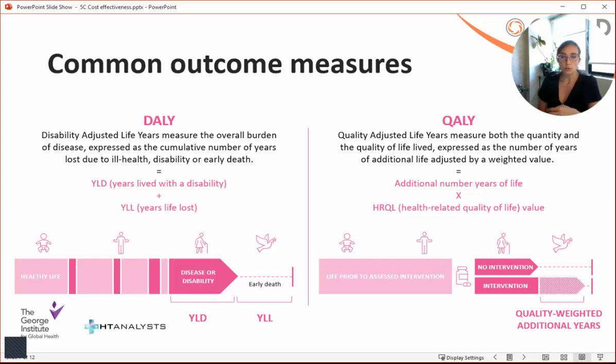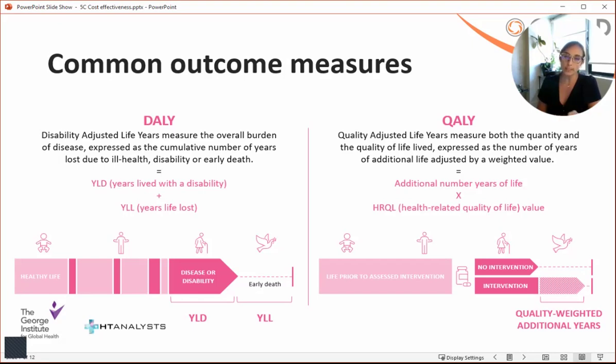Because of their nature, QALYs can compare an intervention that helps prolong life but has serious side effects, for instance, such as permanent disability caused by radiation or chemotherapy, with an intervention that improves the quality of life without necessarily prolonging it. So palliative care, palliative pain management, for instance.